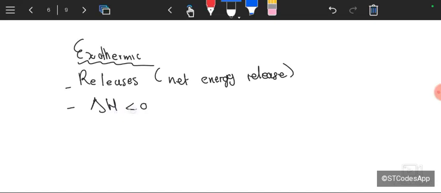Now here this one will be negative. Why? Because the energy of the product is lesser than the energy of the reactant. If that happens, we're going to get a negative answer, because for change, we calculate energy of the product minus energy of the reactant. So if the energy of the product is smaller than the energy of the reactant, we get a negative answer because we're subtracting a bigger number from a smaller number.